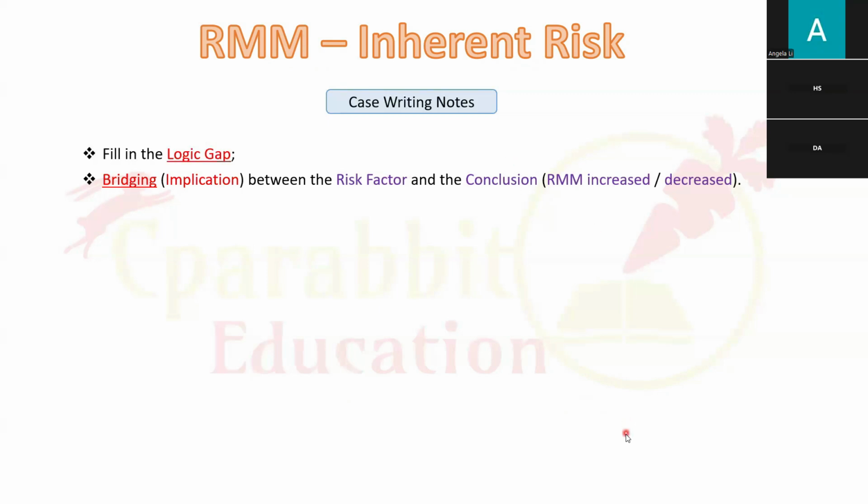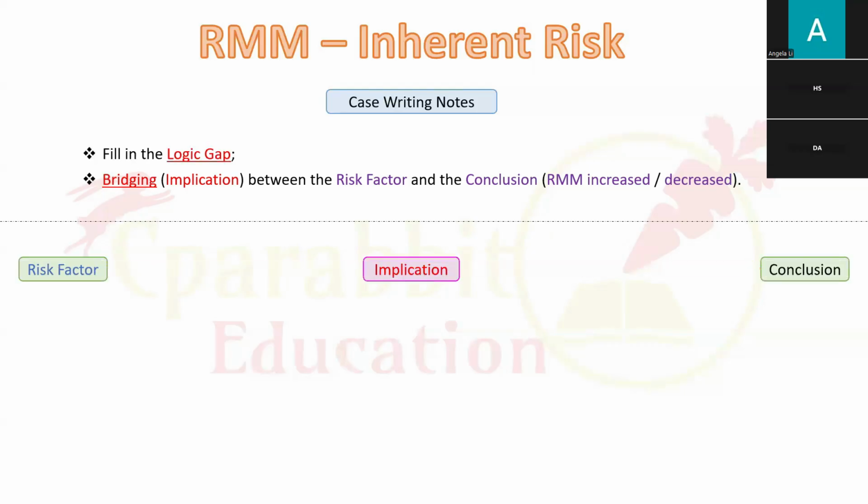Okay, so if the conclusion is RMM is increased, then that means the risk that this financial statement is materially misstated increased. If RMM decreased, that means because of this risk factor, the risk that this financial statement is materially misstated is decreased. That is the conclusion. So you have to build a bridge, which is the implication between the risk factor and the conclusion, which is RMM increased or decreased. So what is building the bridge? You write some kind of implication. You ask yourself, so what, when you write the case? You know what I mean?